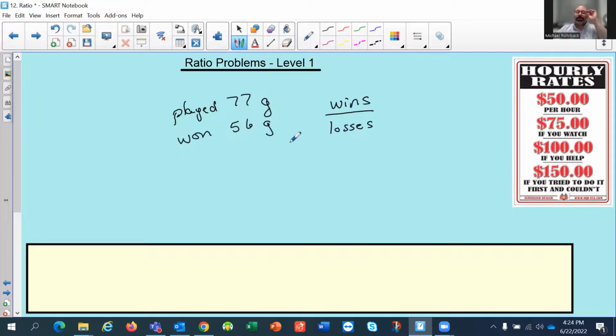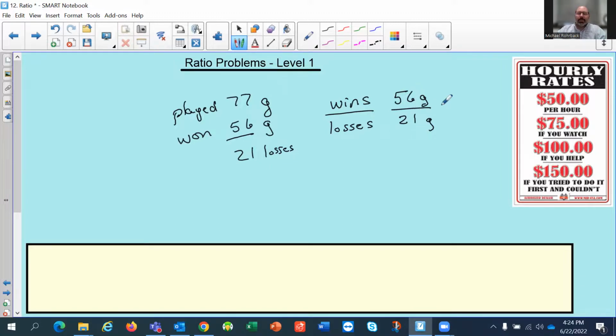Again, a little bit tricky. The wins is easy. That's 56 games. They gave us that. But losses, they did not give us. But if they won 56, assuming that there's no ties, then they lost the rest of their games. So 77 minus 56, it looks like they had 21 losses. So this is where you've got to be able to do a little bit of reading. So they lost 21 games, they won 56.